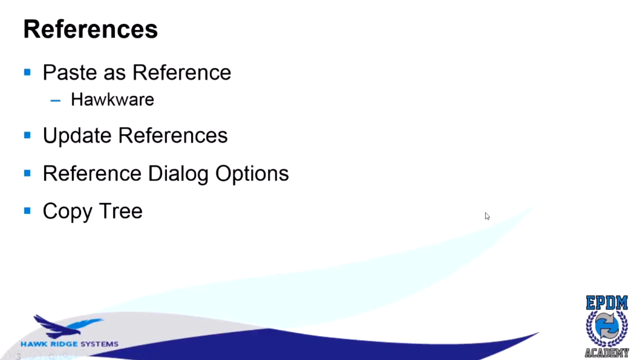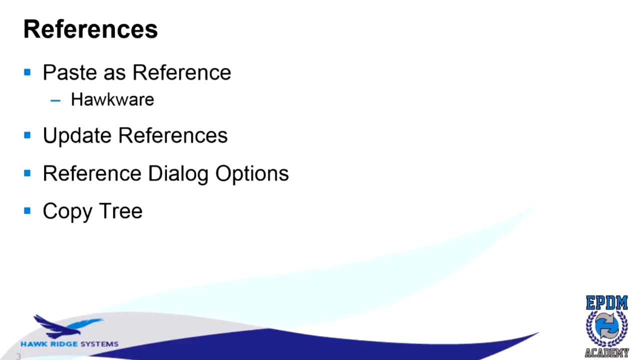All right, so we talked about the paste as reference option. We talked about the little Hawkware tool that allows you to skip a few steps in there and save you some time. We also talked about the update references options, whether that's a manual or automatic process, and then the reference dialog options, which options are you using to automatically select children components. And the last thing we want to touch on is the copy tree function.